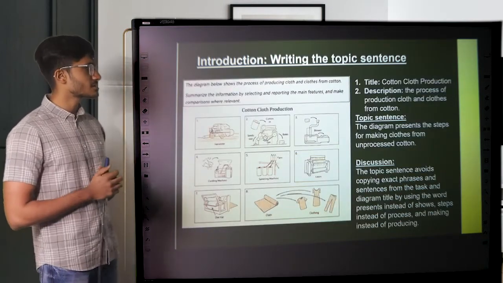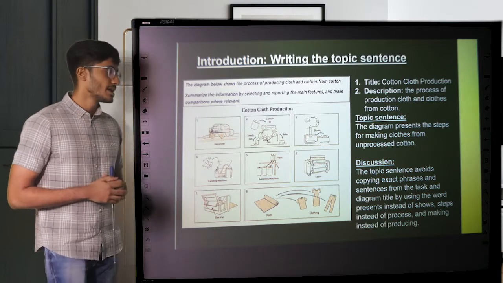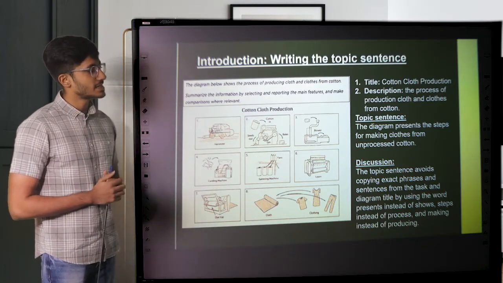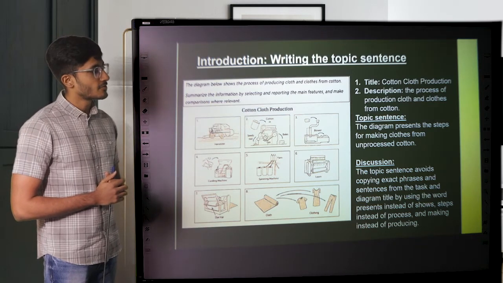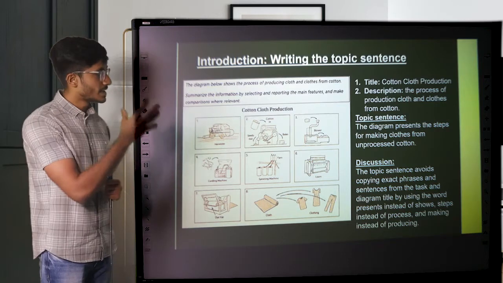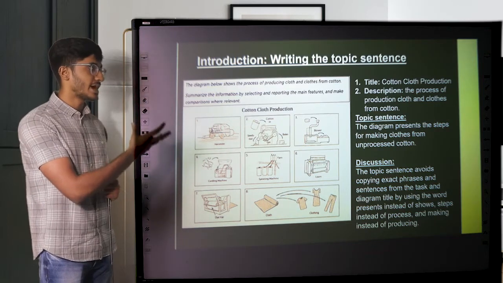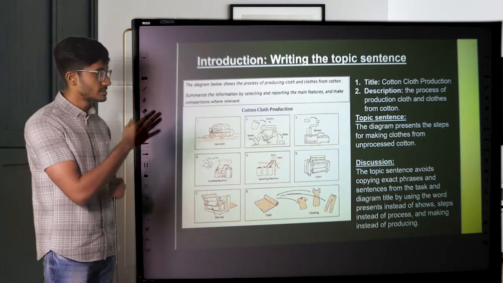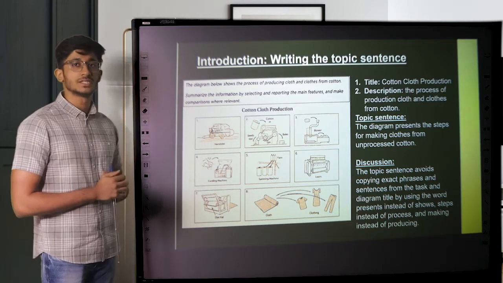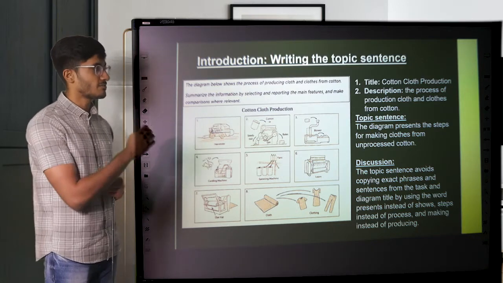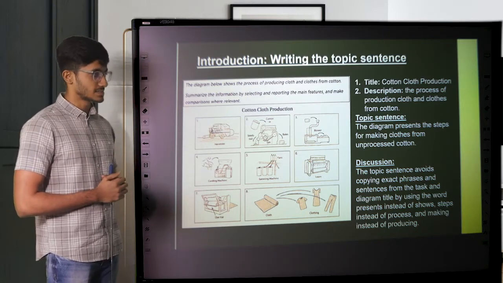Let's take a look at the cotton cloth production example. And here the topic sentence is as follows: the diagram presents the steps for making clothes from unprocessed cotton. So this gives you the idea and the topic of the diagram and what the diagram is about. And again, it avoids copying direct words and phrases from the instruction and the title, and we have paraphrased the topic sentence.